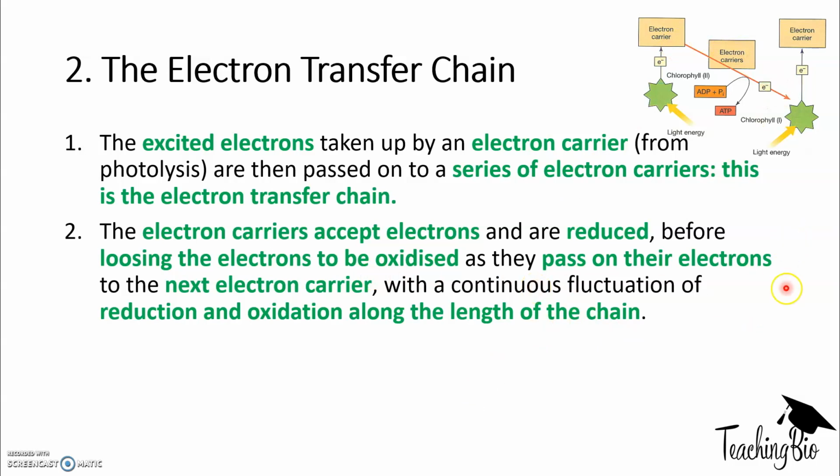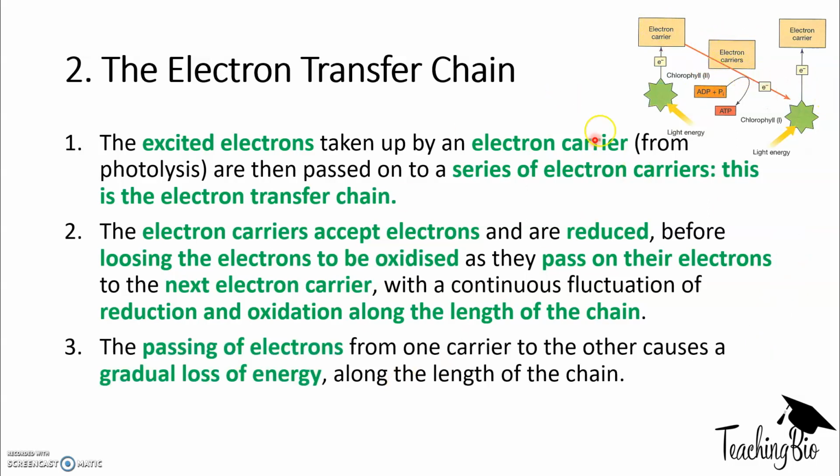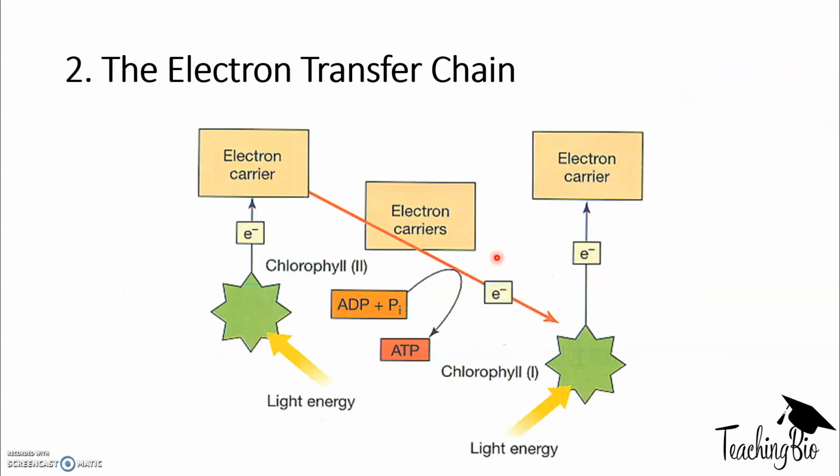So remember, oxidation is loss and reduction is gain. When this electron carrier gains the electrons, it will be reduced, and then when it loses them, it will be oxidized. And then as it moves along, it will lose energy, and that energy is very important, which we'll look at in a bit.